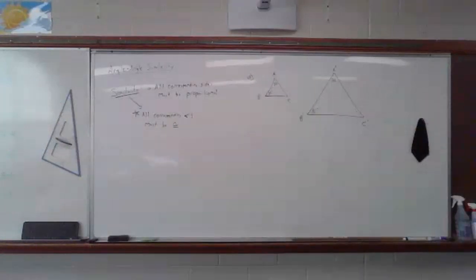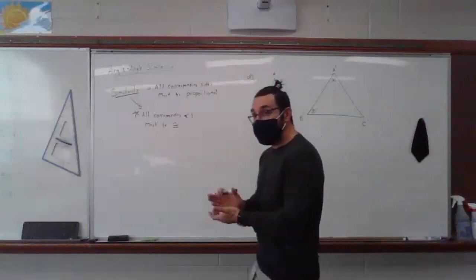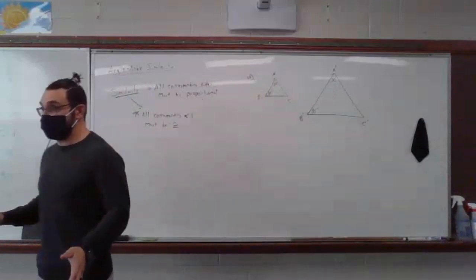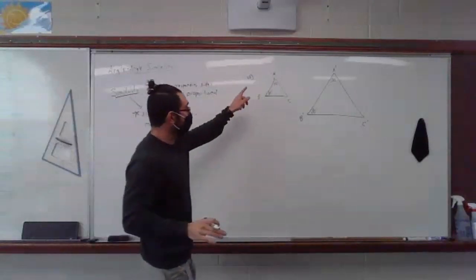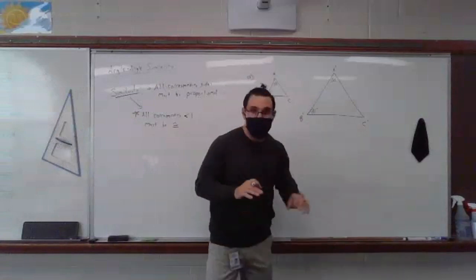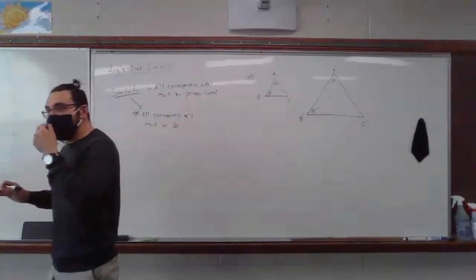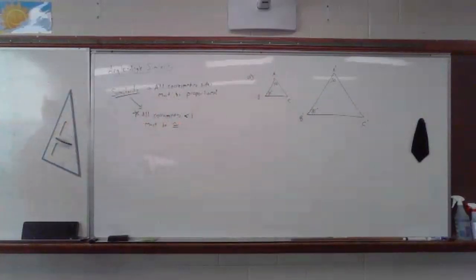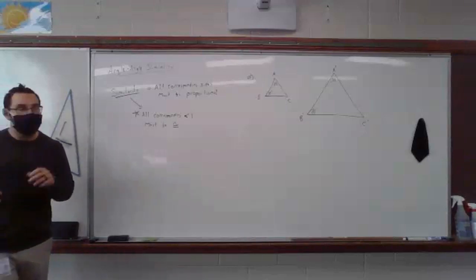Angle similarity says that we can prove that two triangles are similar, and this is only for triangles, even if we don't know the side lengths. So even if we don't know that this is 3, this is 6, this is 4, we don't know the sides. If we have the angles, we can say whether they're similar or not.